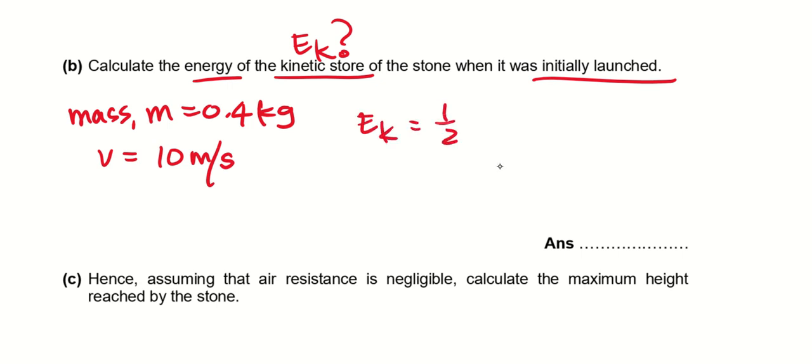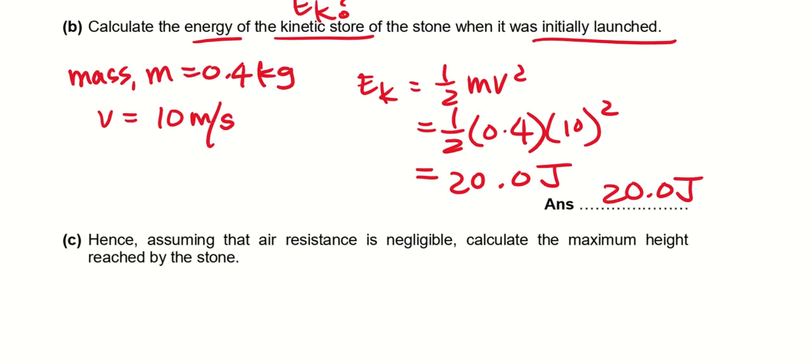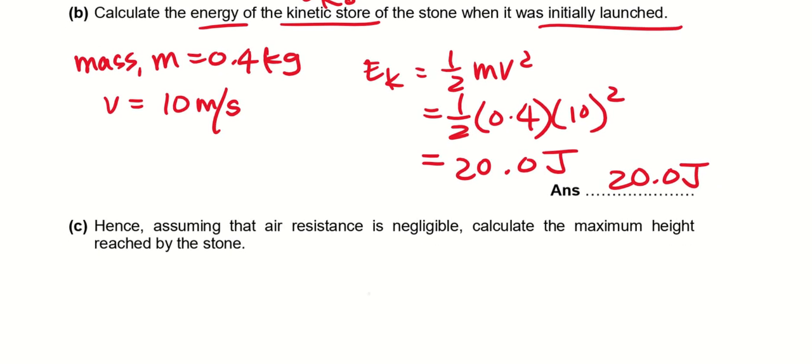EK equals to half mv square. So equals to half. The mass is 0.4. The V is 10 and we need to remember to square it. So the final answer will be 20.0 joules. Okay, take note that the SI unit for energy is joules. Okay, so this is quite simple.